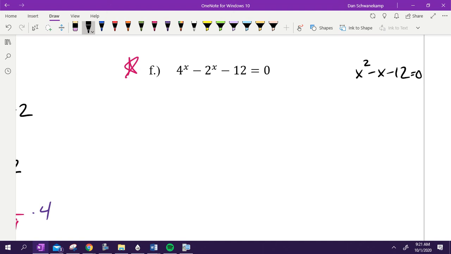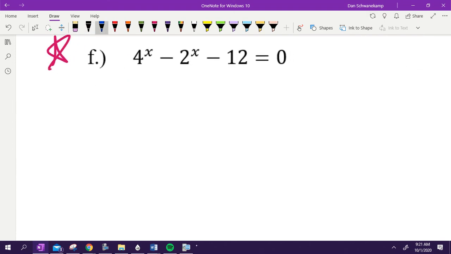Could you solve that? x squared minus x minus 12 equals 0. Can you solve that? All right, don't forget that here in a second. All right, so letter F. We look at this thing, and I've got 4 to a power and 2 to a power. That's kind of weird. The one thing we learned how to do was to change a base.